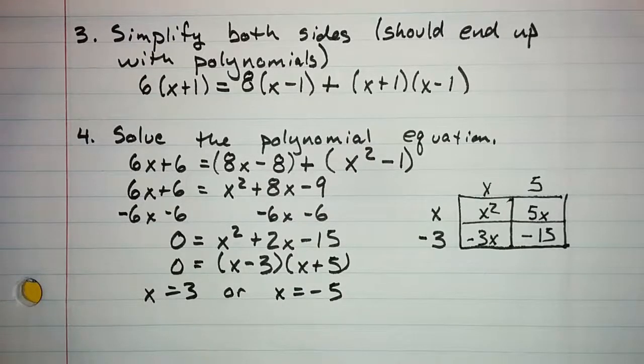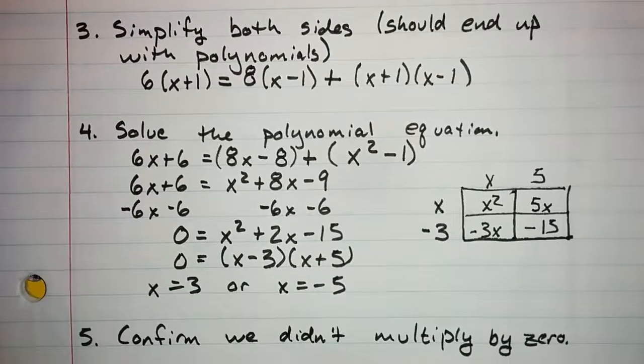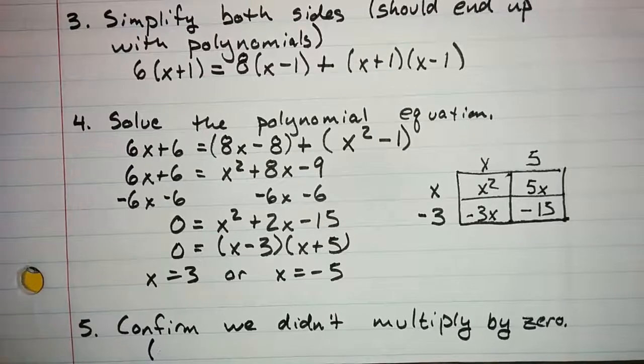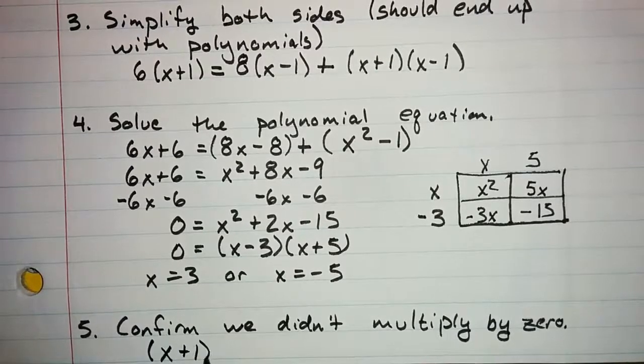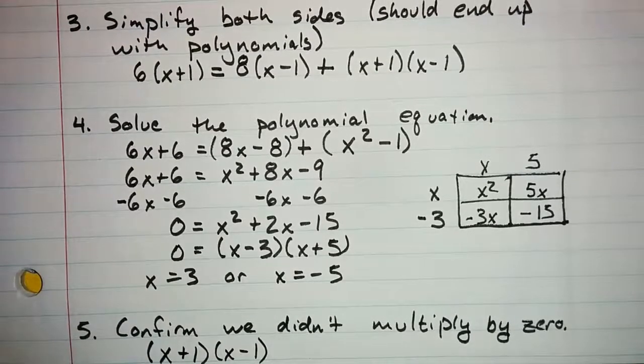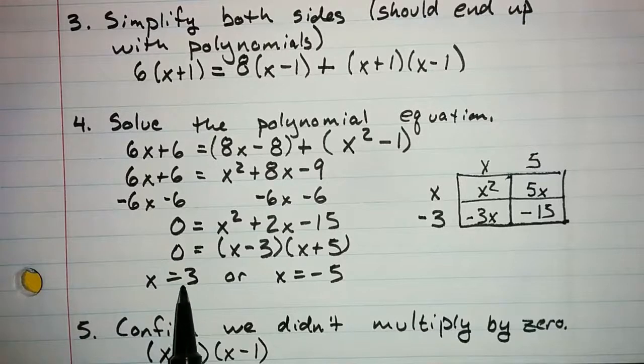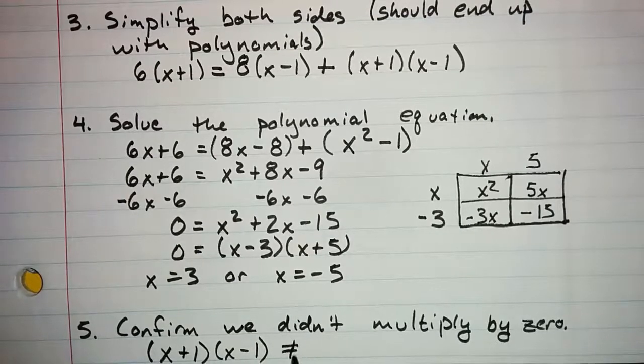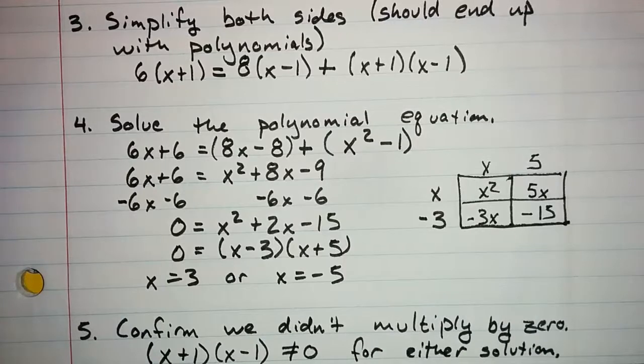And then there's one more step. Confirm that we did not multiply by 0. Here we multiplied by x plus 1 times x minus 1. If I plug in x is 3, this is not 0. If I plug in x is negative 5, this is not 0. So we have no extraneous solutions here. These are both true solutions.